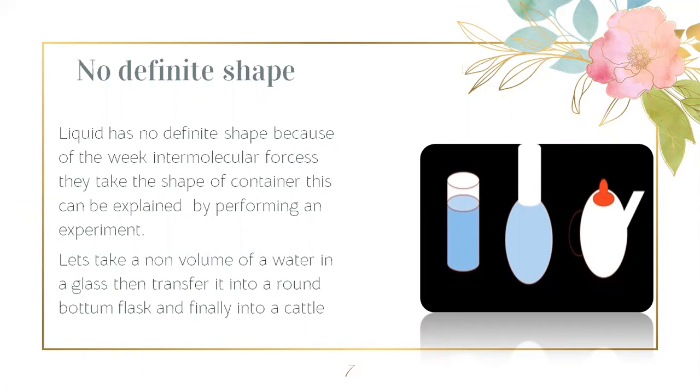They take the shape of the container. This can be explained by performing an experiment. Let's take a known volume of water in a glass and transfer it into a round bottom flask and finally into a kettle. You will notice that water has acquired the shape of all three containers. From this experiment, we conclude that liquid has no shape of its own. It takes the shape of the container in which it is poured.